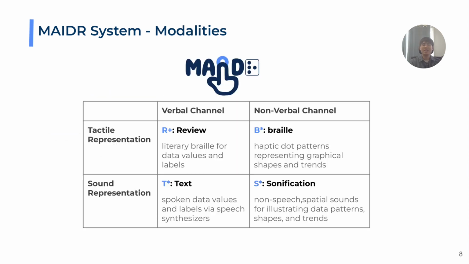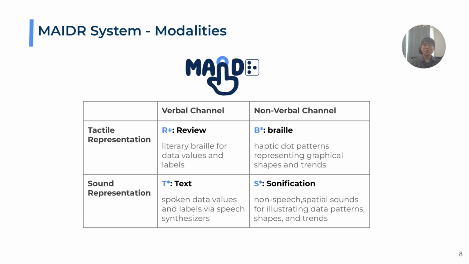Let me specifically explain the accessibility features of our MAIDR system. MAIDR offers three primary modalities: braille, text, and sonification, BTS. Each modality uniquely represents data patterns through both verbal and nonverbal channels. For instance, braille conveys data patterns as nonverbal tactile representations on a refreshable braille display. Text is delivered as verbal auditory information through speech synthesizers of screen readers. Sonification, an auditory nonverbal modality, represents data with spatial sounds.